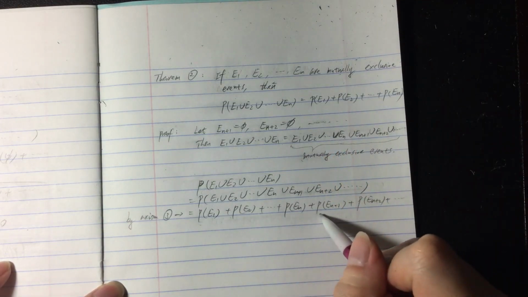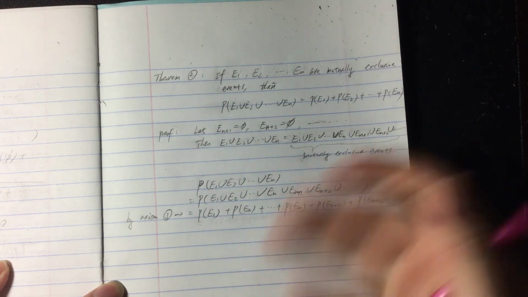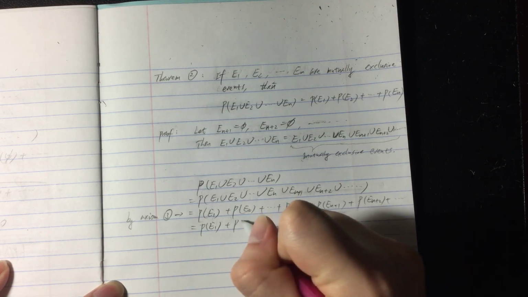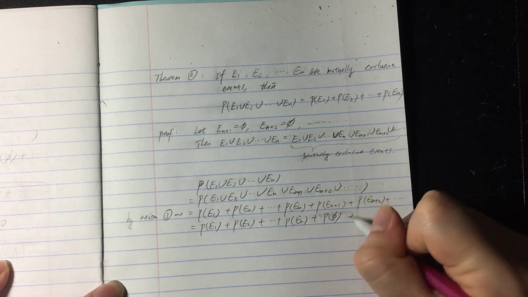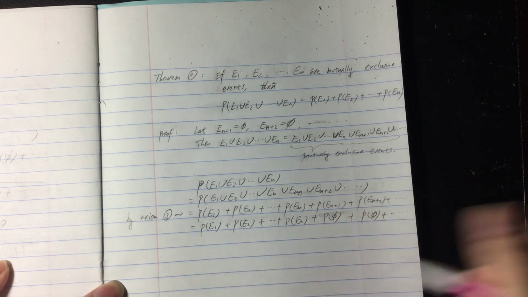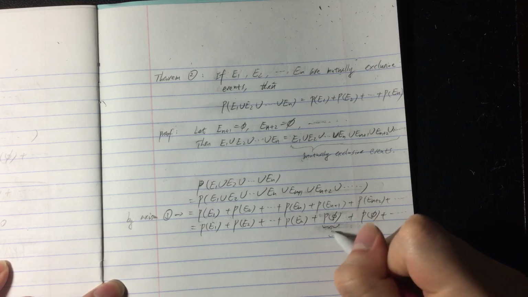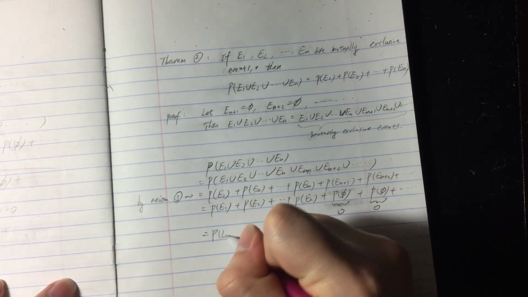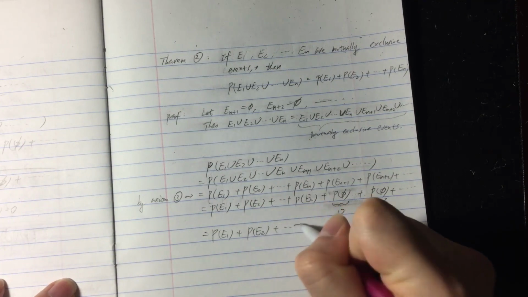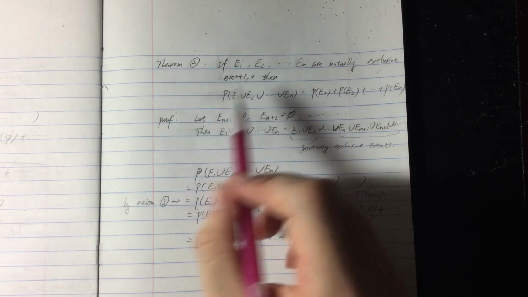Then we know that En plus 1 is the empty set, En plus 2 is the empty set. Probability of the empty set is 0, by the previous theorem. Then that equals probability of E1 plus probability of E2 plus probability of En. That completes the proof. This says the probability of the union of infinitely many disjoint events is the sum of the probability of each event.